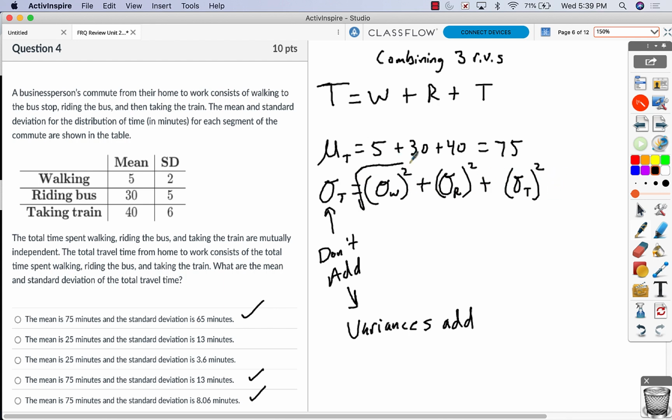When you get done, you have to take the square root of it to get it back down to standard deviation. So it's going to be 2 squared plus 5 squared plus 6 squared. Okay, so 29 plus 36. Actually, I'll just do it on the calculator. Let me do it. 4 plus 25 plus 36 square rooted. That's going to be your standard deviation.